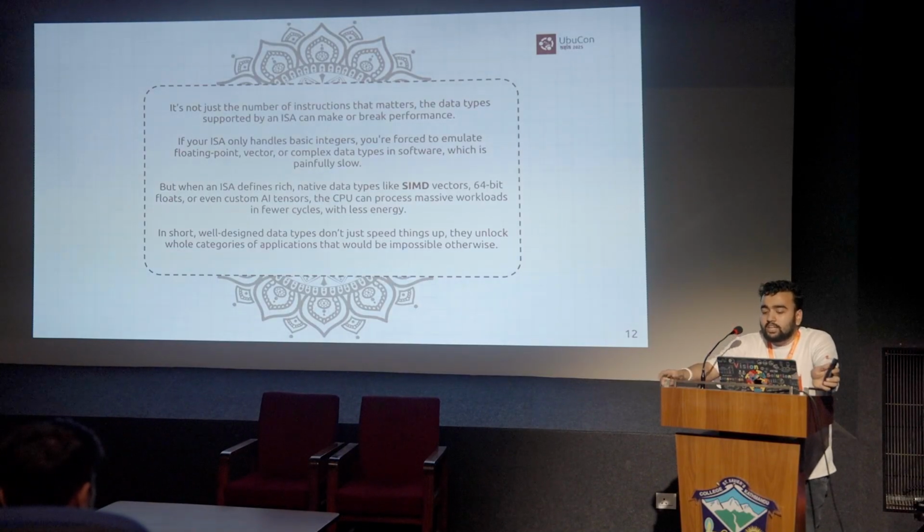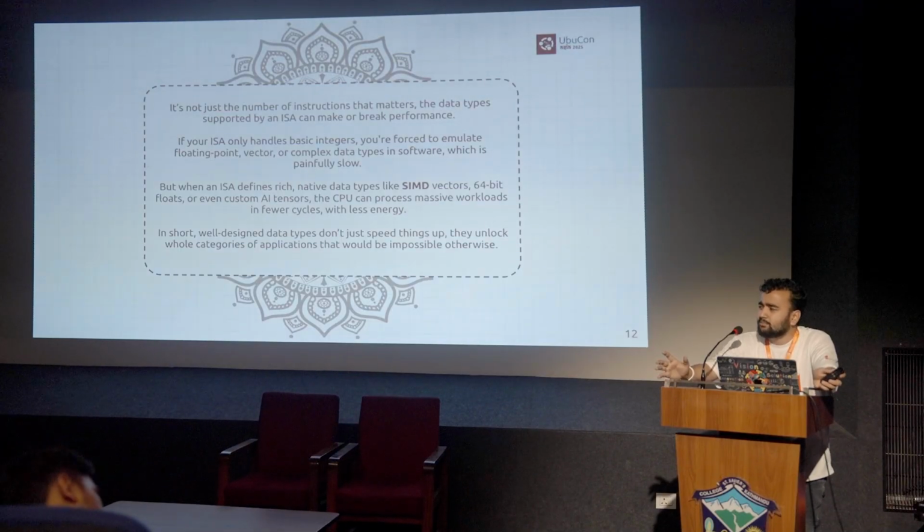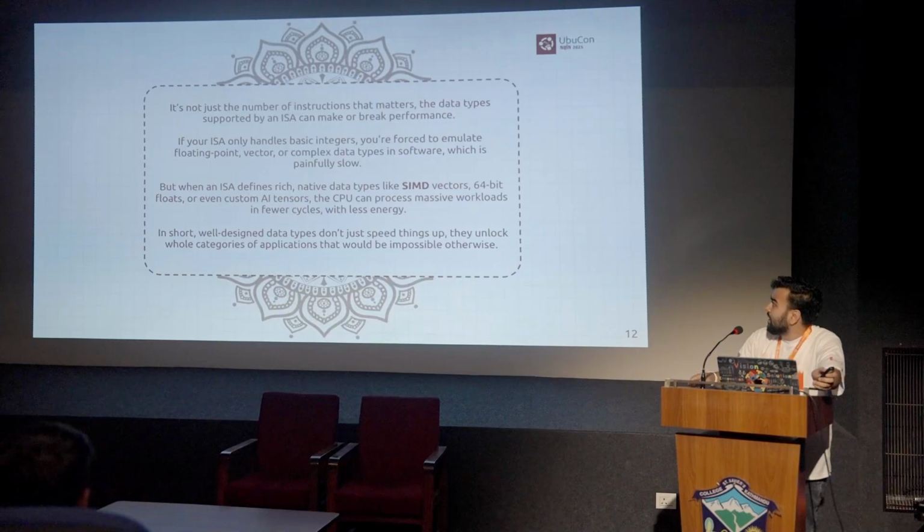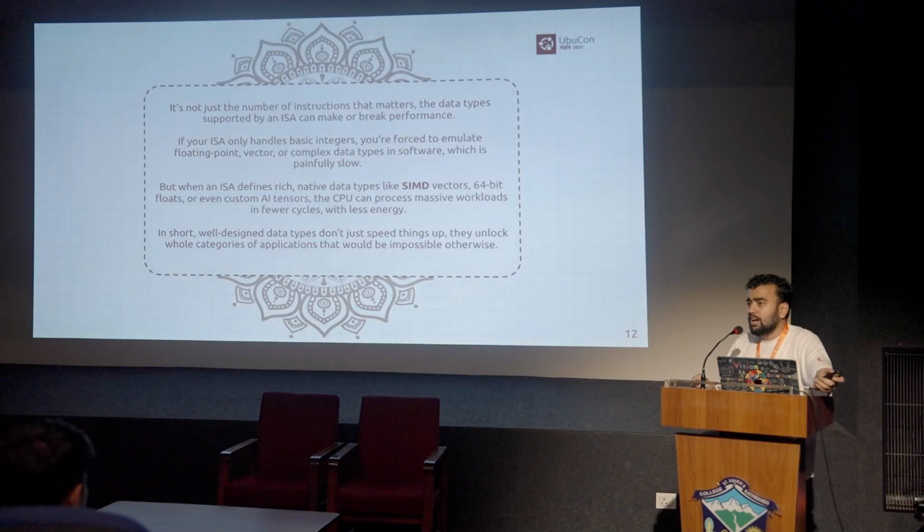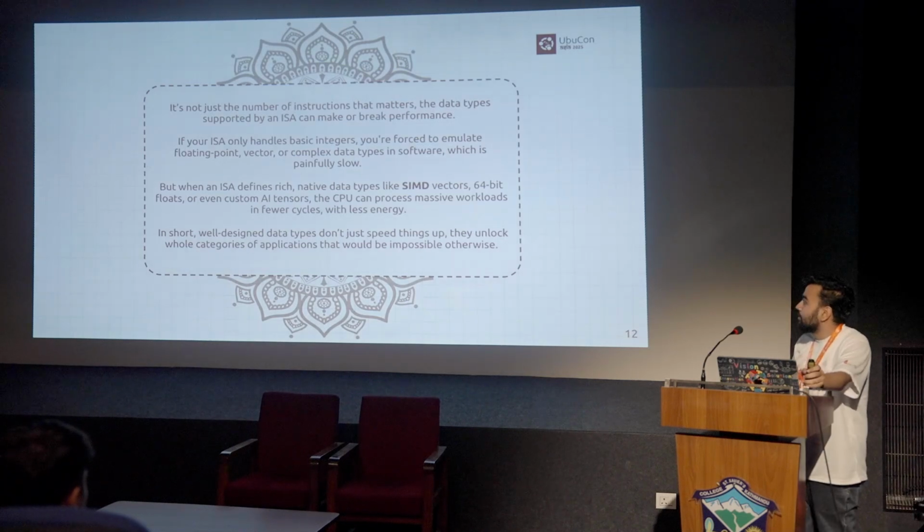When an ISA is rich, native data like SIMD vectors, 64-bit floats, and even custom AI tensors can be integrated easily for massive workloads in fewer cycles and with less energy. One of the main pioneering points for RISC-V is less energy consumption. They are trying to achieve, or very nearly achieve, the energy consumption of ARM chips. Right now, we consider ARM to be the most efficient, but RISC-V is moving very fast, neck and neck with them as well. In short, well-designed data types don't just speed things up; they unlock whole categories of applications that would otherwise be impossible.